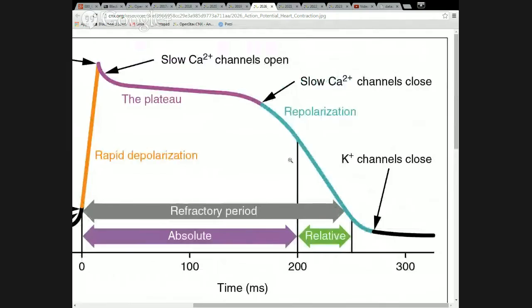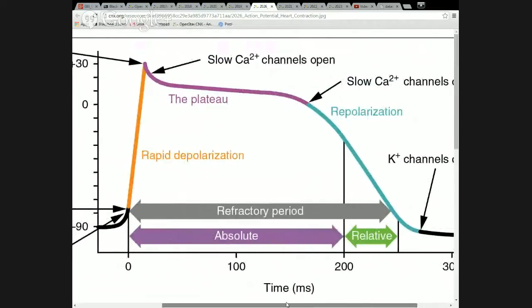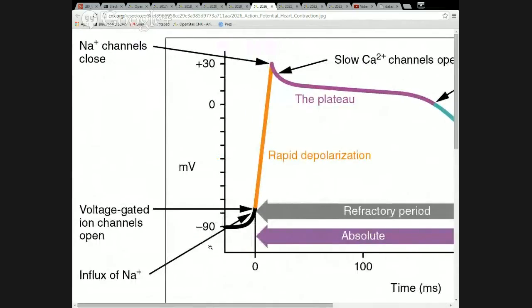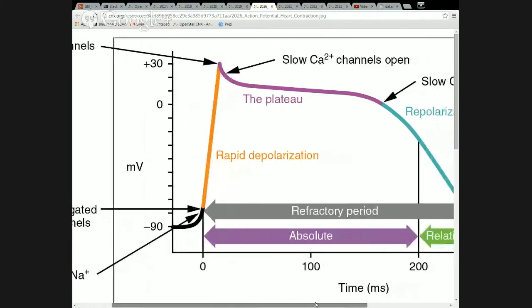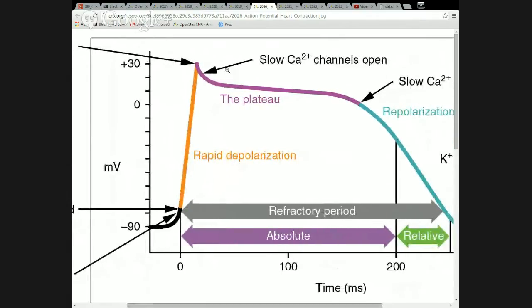Now, here's where we start to see the ions that are at play here. Okay, so to begin with, voltage-gated ion channels open at threshold, and we have rapid depolarization. That's due to sodium, just like we learned last semester. Then there are calcium channels that open, and they keep the membrane depolarized for a while in what we call the plateau, suggesting that's kind of a flat depolarization.